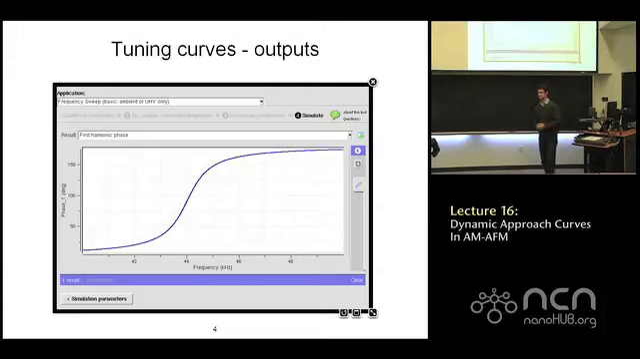oftentimes people are a little bit loose in their terminology with the phase. It can either be what we call phase lead or phase lag. And that basically means it's a difference of a sign. If it's phase lag, it should be 90 at resonance. And if it's phase lead, it should be minus 90 at resonance. That's the distinction. They're just plus or minus of each other.